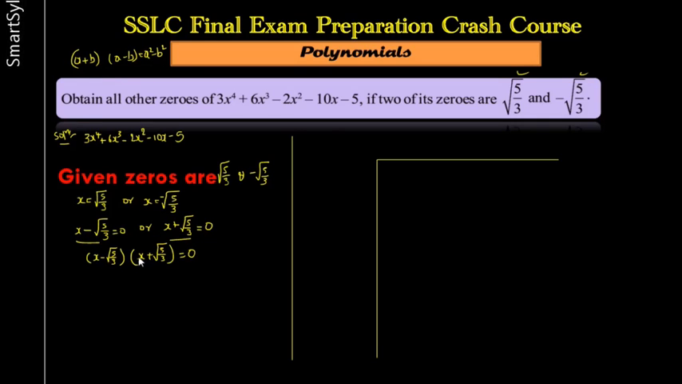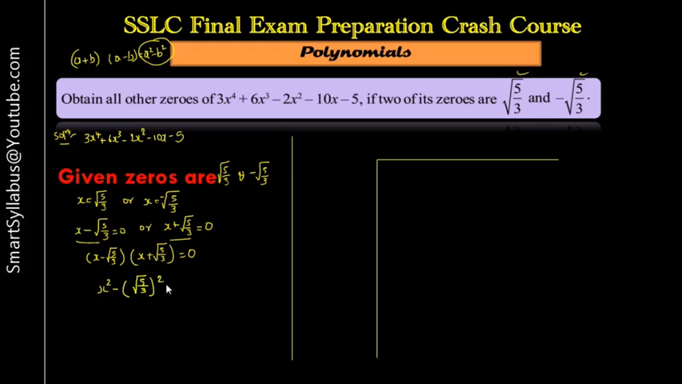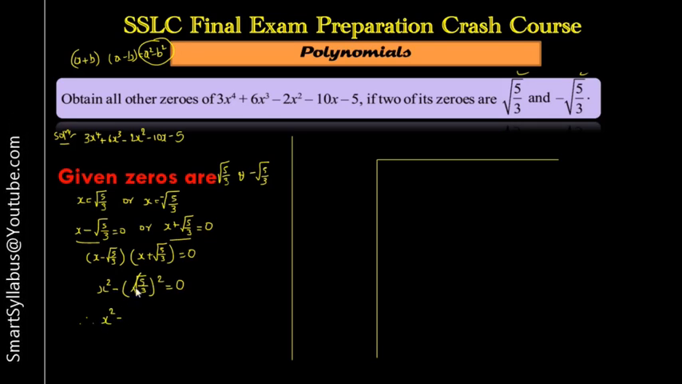Okay, so here we have a plus b, a minus b. We have to write this now as a square minus b square. A square in the sense first term square, that is x square, minus b square, b square in the sense root 5 by 3 the whole square, that's equal to 0. Therefore x square minus, the square root and the square get cancelled, so we get 5 by 3 is equal to 0. So this is the required polynomial.